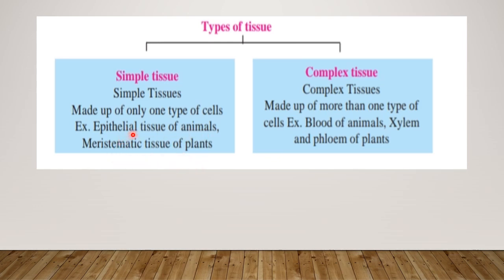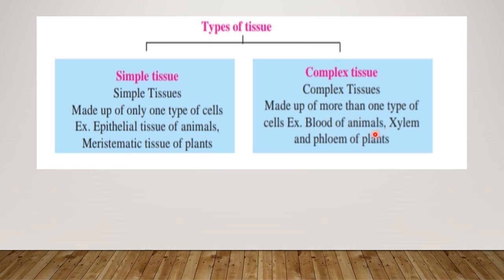I'll just give a brief idea about what epithelial and meristematic are, because in the latter part of the chapter we are going to study them in detail. Epithelial is the covering in the animal body which helps in protection, and meristematic tissue is a tissue which helps in dividing. These tissues are present on the parts of the plant where the cells divide, so the plant would grow. Then we have complex tissues, made up of more than one type of cell. Example: blood of animals.